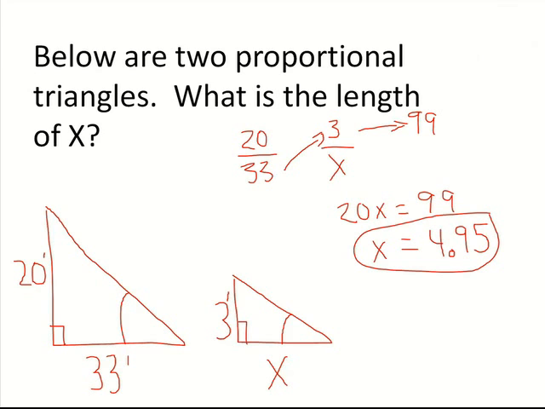Alright, let's see how you did. Well, we cross multiply here. We know that this length right here is 20 feet, and we know that this length right here is 33 feet. So we set this up with 20 as the numerator, 33 as the denominator. We take the height here, make that 3, and we don't know the x. So we cross multiply. 33 times 3 is 99. We know that 20 times x is also going to be 99, so we set up the algebra problem. 20x equals 99. Divide both sides by 20, and we come up with x equals 4.95 feet.